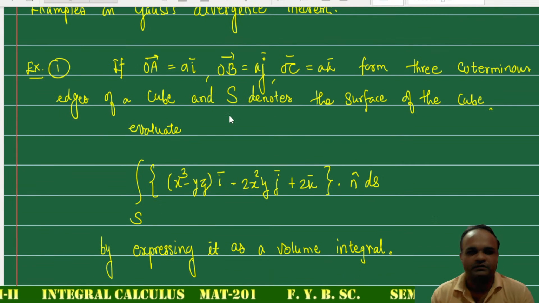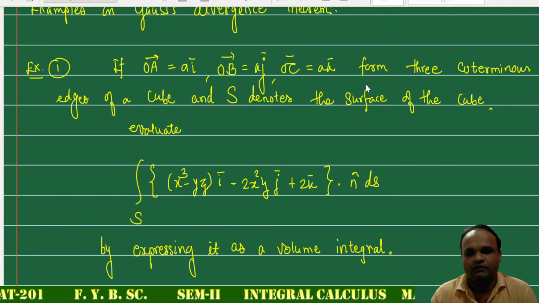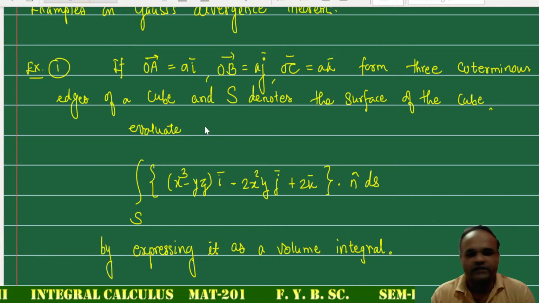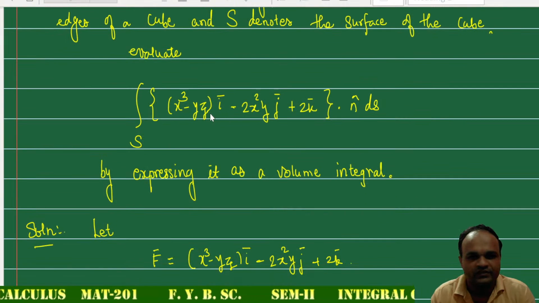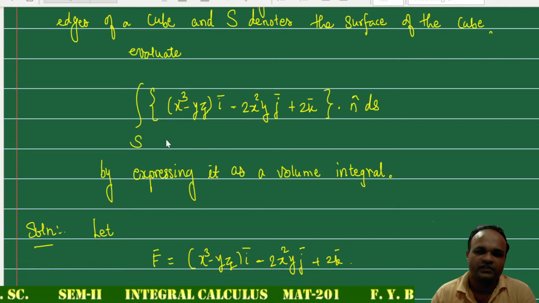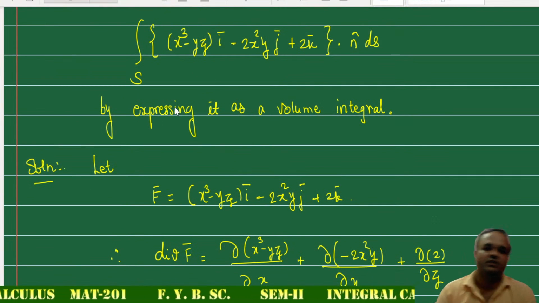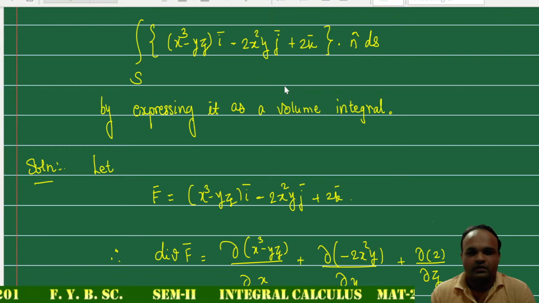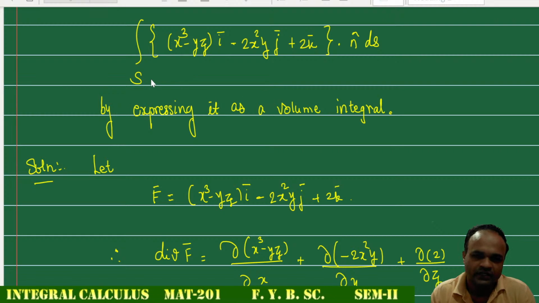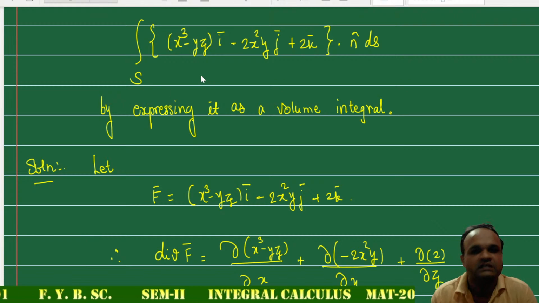First example: suppose OA bar is a i bar, OB bar is equal to a j bar, and OC bar is equal to a k bar, forming three coterminous edges of a cube, and S denotes the surface of the cube. The question is to evaluate the surface integral over S of x cube minus yz i bar minus 2x square y j bar plus 2 k bar dot n cap dS by expressing it as a volume integral. So you have to find the surface integral. Directly you are not finding a double integral; you are using the Gauss divergence theorem and finding the volume integral, so that it gives us the surface integral.